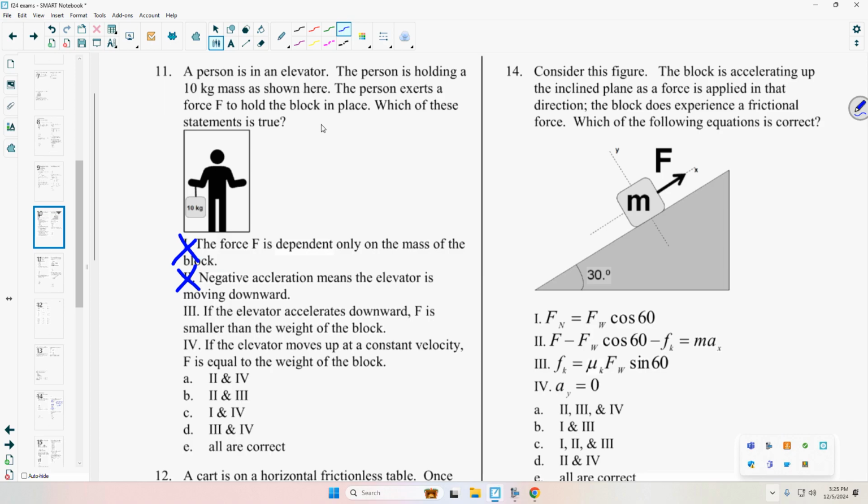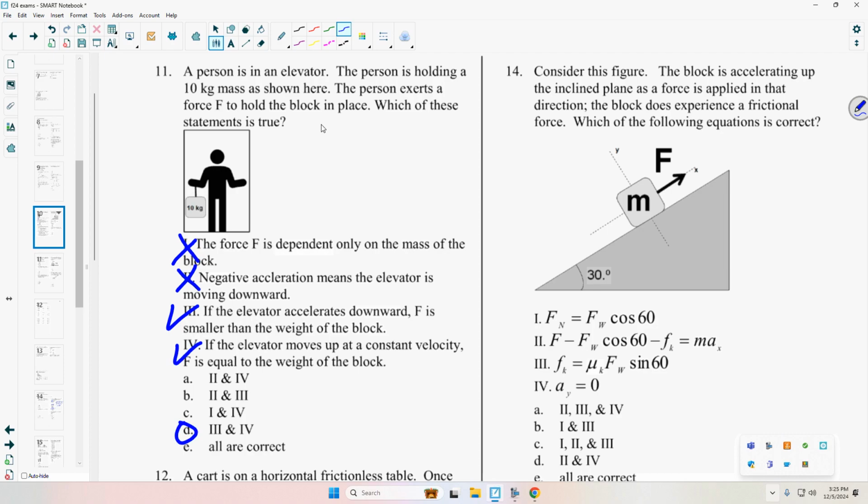It is true, right. It's like you get in an elevator that's going downward, you sort of feel like you come up off your feet a little bit. If the elevator moves up at a constant velocity, F is equal to the weight of the block. True or not true? Yes, true. So 3 and 4 are the right answers.